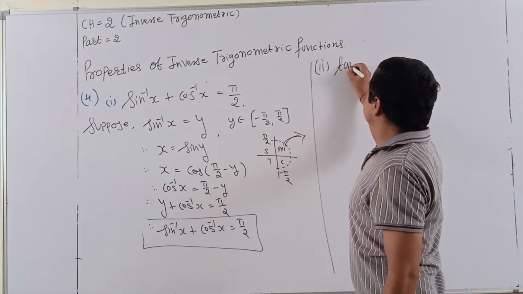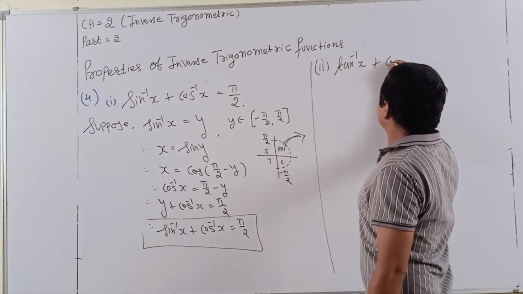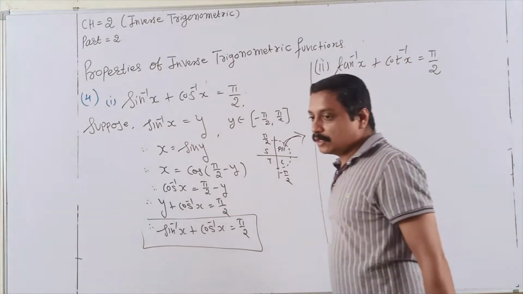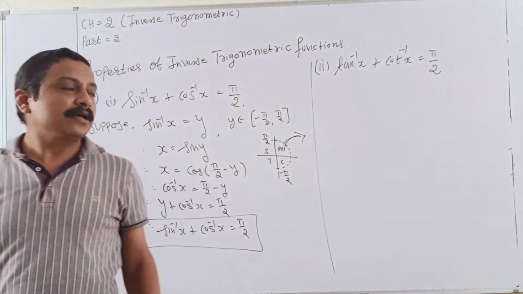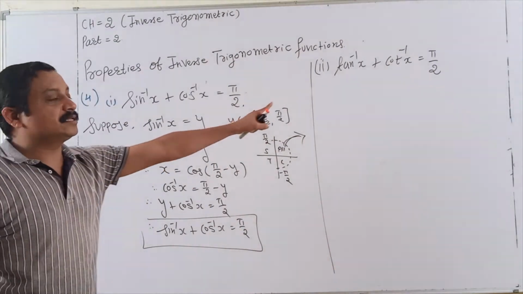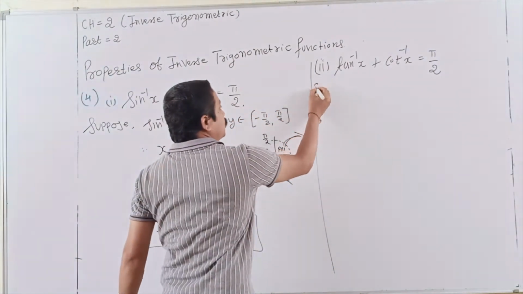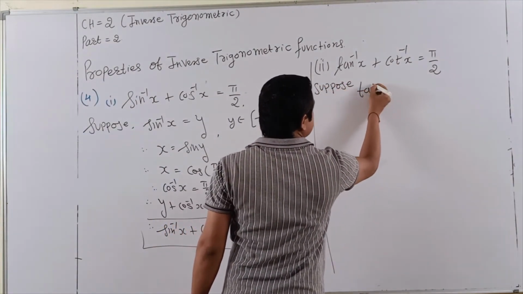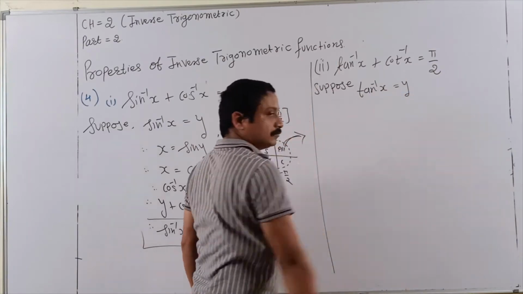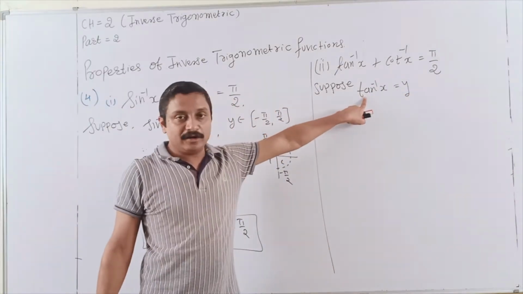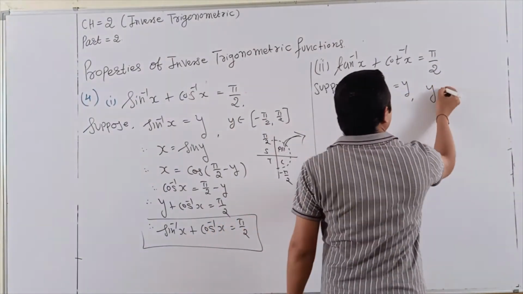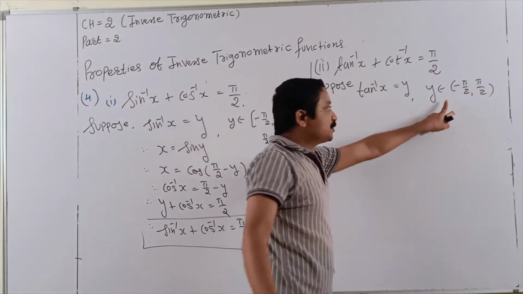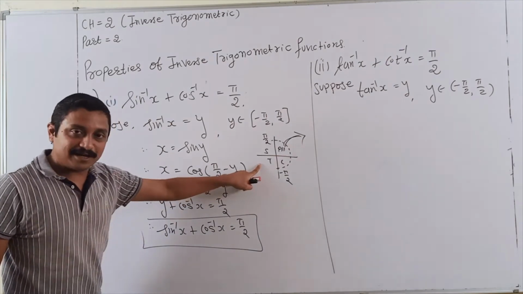Tan inverse x plus cot inverse x is also pi by 2. Students, the proof is the same as the first one. Suppose tan inverse x is equal to y in the range of tan inverse. We know that y belongs to the open interval minus 90 to 90. It means, students, this drawing is the same as used before.